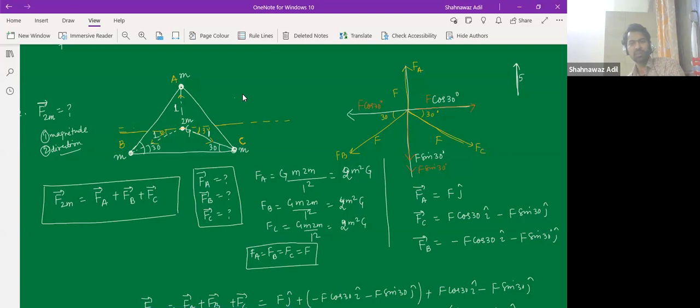Always remember that whenever we are talking about the gravitational force, that is a vector, right? So that will follow the vector sum of the individual forces.